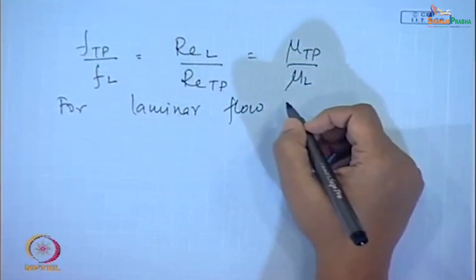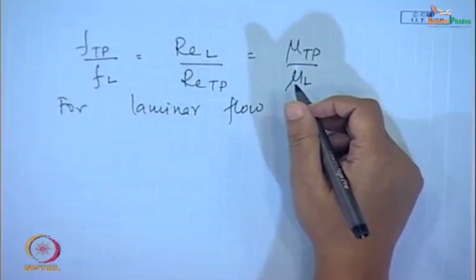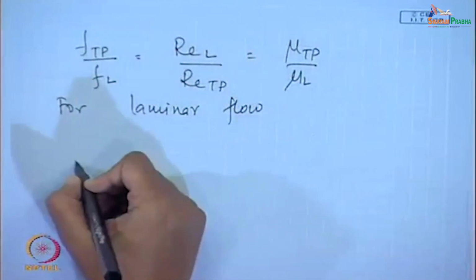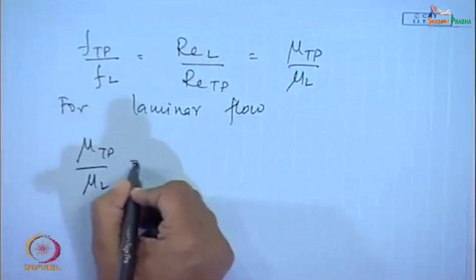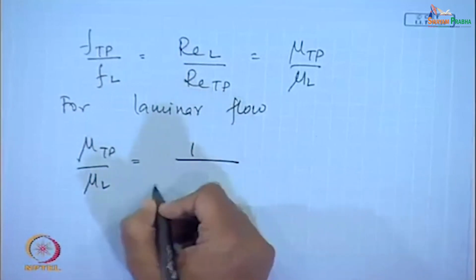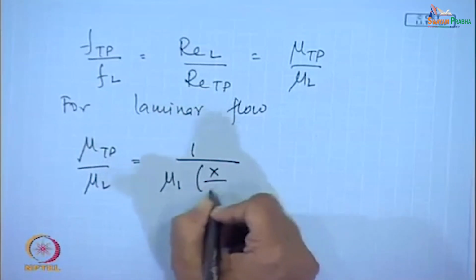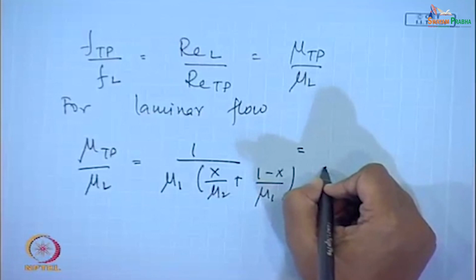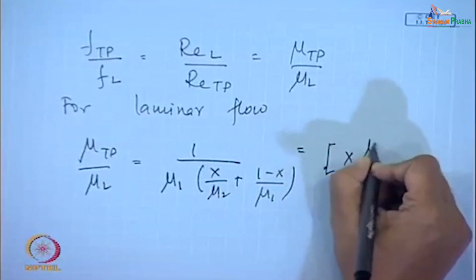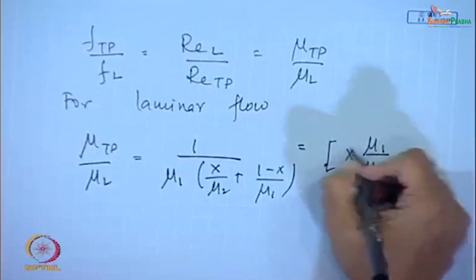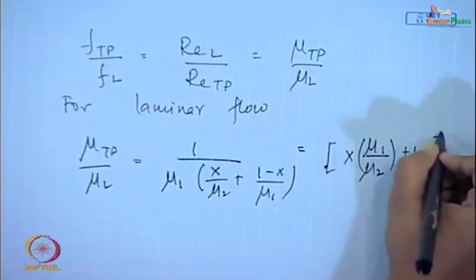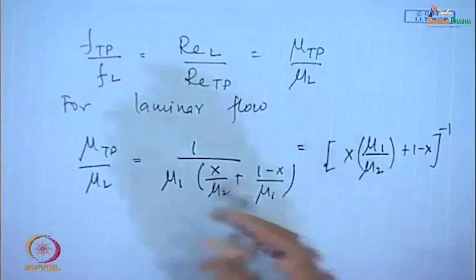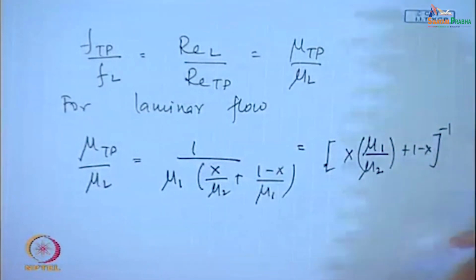Now, suppose we take the McAdams equation. Then mu TP by mu L can be written in this particular form, x by mu 2 plus 1 minus x by mu 1, or in a better form, x mu 1 by mu 2 plus 1 minus x, whole to the power minus 1. That is just the way in which we substitute, that is the thing I would like to show you.